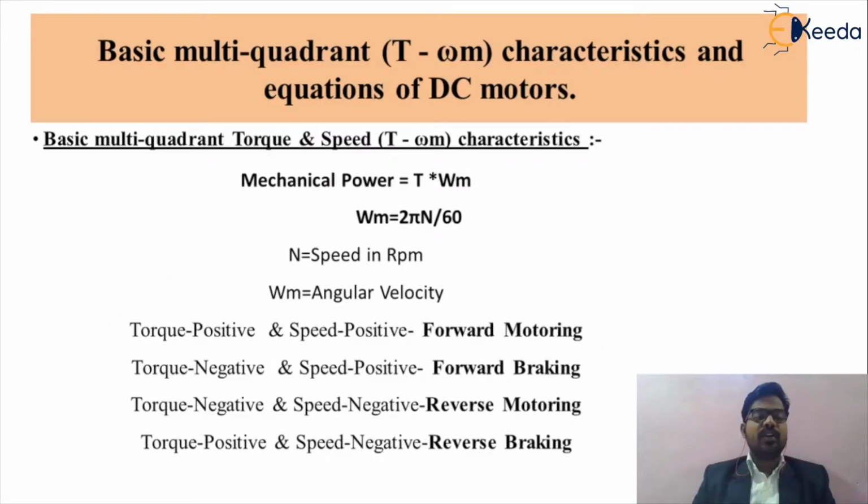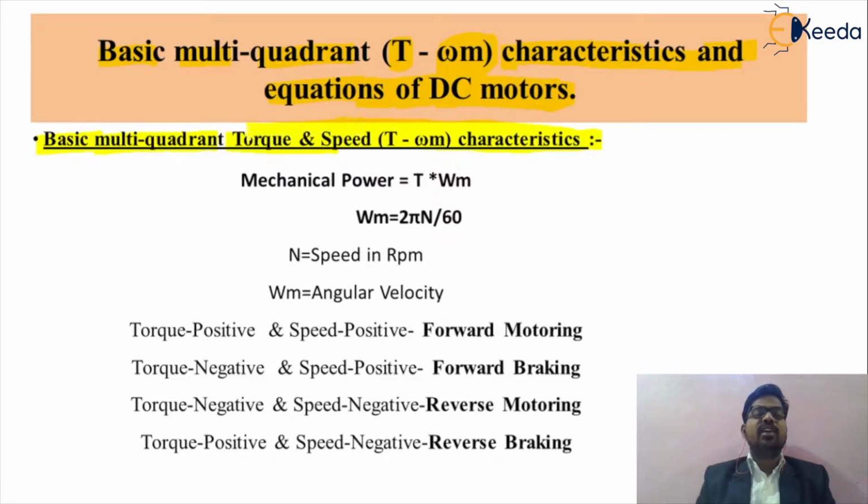Basic multi-quadrant operation is treated in terms of torque and speed. The symbol T means torque, and omega m is the angular velocity, which is treated as the speed. That is the torque speed characteristics of your DC motor, and basically the equations of your DC motor. So this will be today's topic. Friends, we can start with the first thing, the basic multi-quadrant torque speed characteristics of your DC motor.